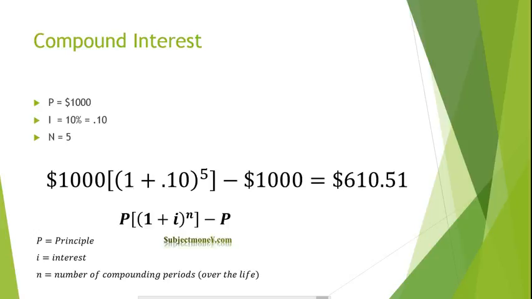$610.51 in interest. If this same investment earned simple interest, you would have only earned $500 in interest, which is $110.51 less. Now you can see why compound interest is the kind of interest you would like to receive on an investment.